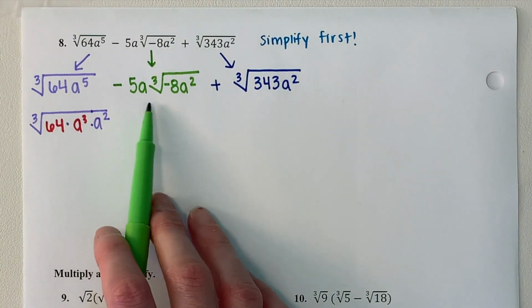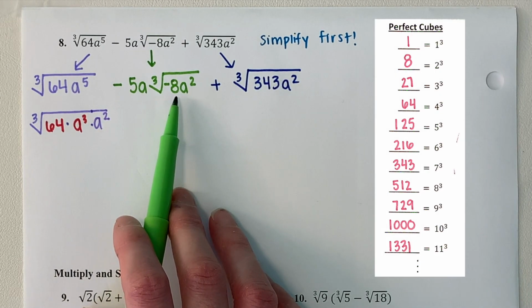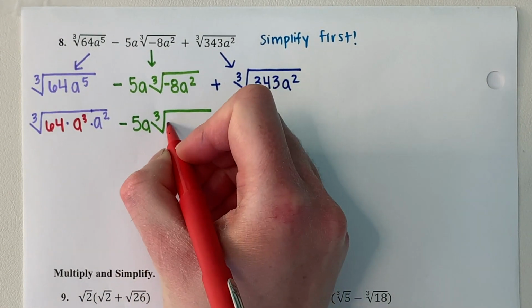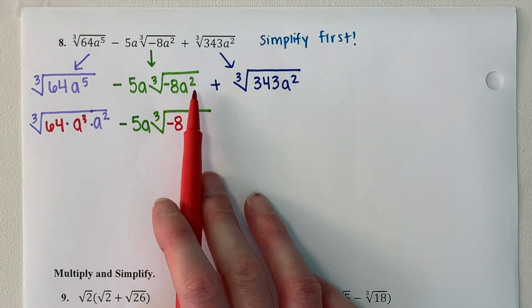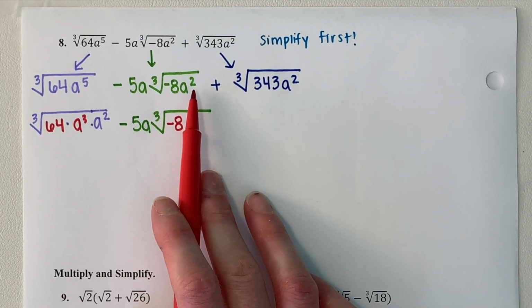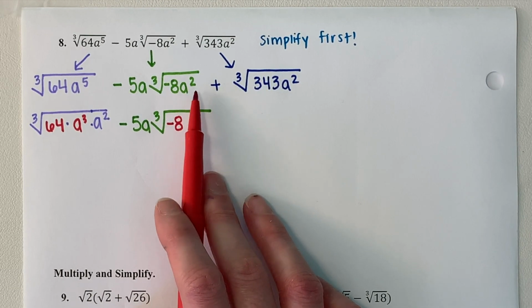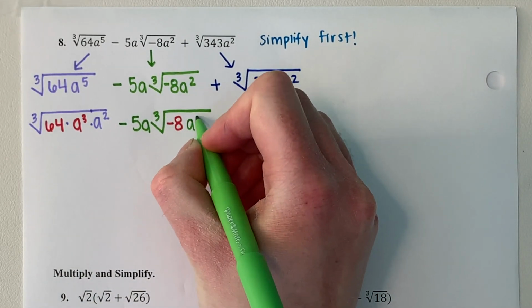Next, let's focus on this radical in green. We're looking for perfect cubes. Is negative 8 a perfect cube? It is. So for now, I'm just identifying the perfect cubes. Since negative 8 is a perfect cube, I'm going to put it in red. A squared is not a perfect cube since the exponent 2 is not a multiple of 3. There are no perfect cubes that multiply into a squared. So that means that a squared can't be simplified. We will just leave it as is.